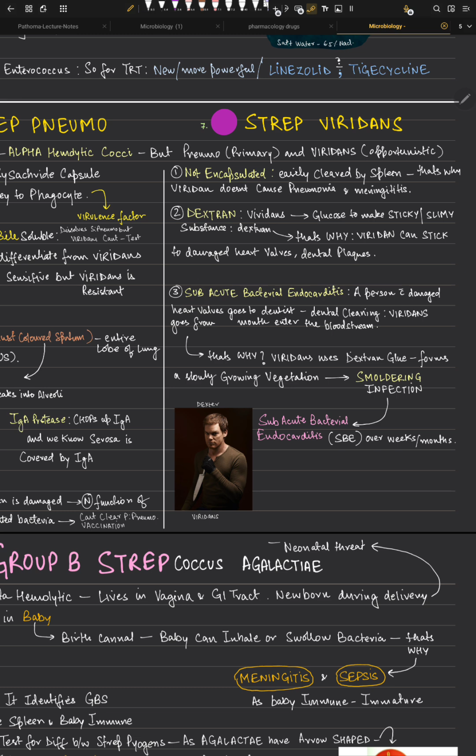Subacute bacterial endocarditis. So a person with damaged heart valves goes to the dentist, and dental cleaning is happening. So viridans goes from the mouth and enters into the bloodstream. And this is why the dextran glue forms a slowly growing vegetation. If you search Google for vegetation on heart valves, you will find this vegetation, and we call this a smoldering infection. This is why we have subacute bacterial endocarditis, which is usually caused by viridans, because viridans has been living there for months and months because it has dextran.